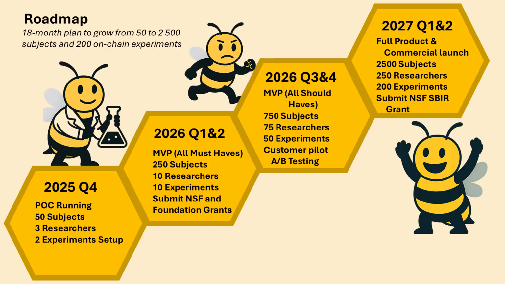By the end of 2025, we will complete our proof of concept with 50 subjects. In early 2026, our MVP launches with 250 subjects and 10 experiments. By 2027, our goal is to host 2,500 subjects and 200 experiments from academia and industry.